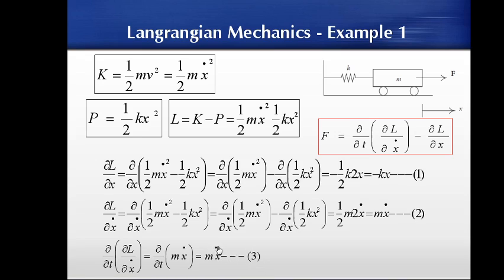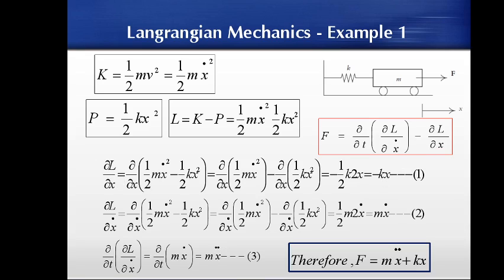Now I have got the terms which are to be substituted. I got dou by dou t of dou L by dou x dot as m x double dot, and dou L by dou x as minus kx. On substituting equation number 3 and equation number 1 into the expression, I will be getting the first term m x double dot, second term is minus of dou L by dou x, where dou L by dou x is already minus kx, so minus into minus is plus, that is plus kx. So this is the dynamic equation which represents the motion of the system.